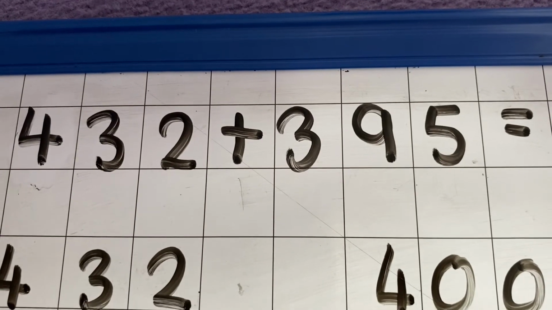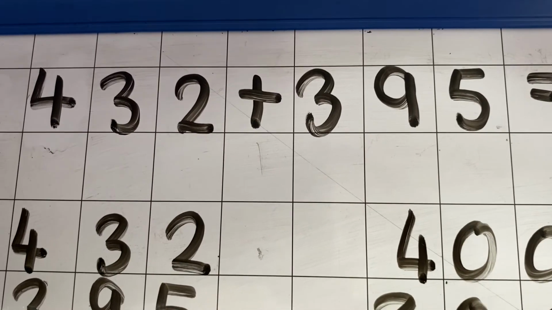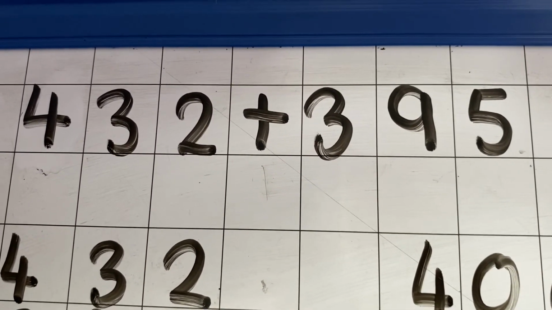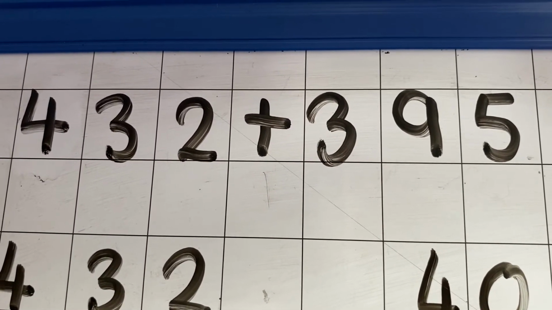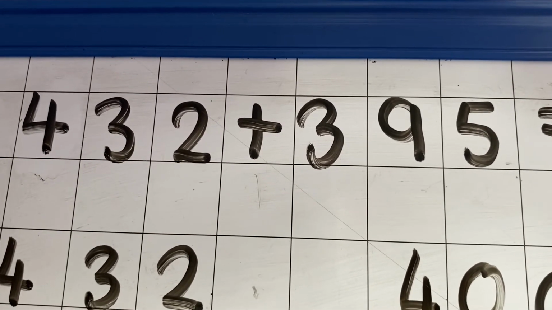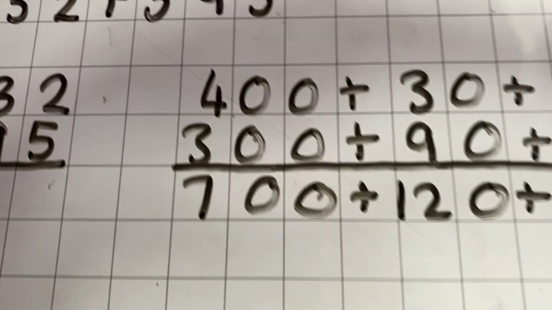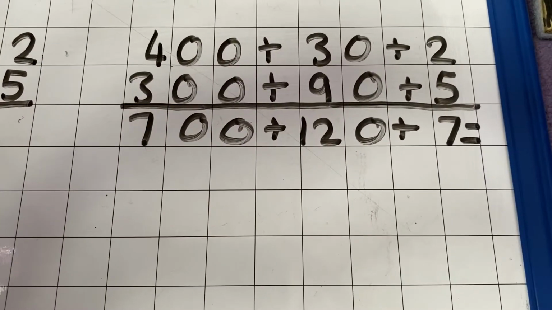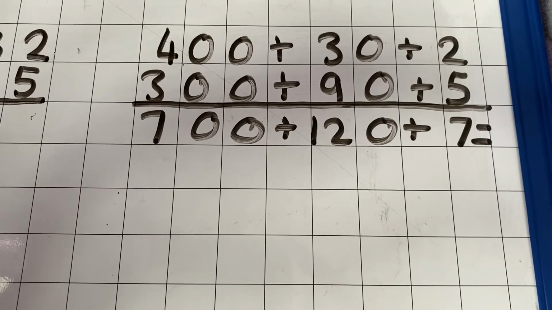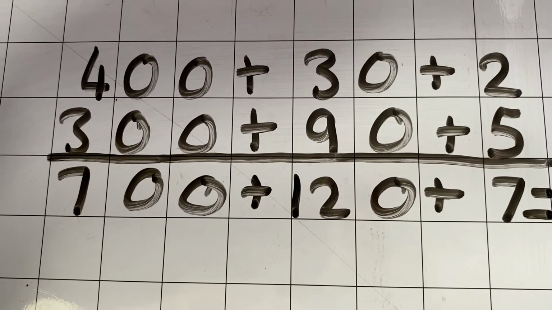Finally, in Year 3, children will have the opportunity to develop their understanding and move on to 3-digit numbers. Here we have 432 add 395. They will follow the exact same procedural learning as they did with 2-digit numbers. For example, they will use the concrete objects and then move on to the pictorial method and then move on to the expanded and compact method.